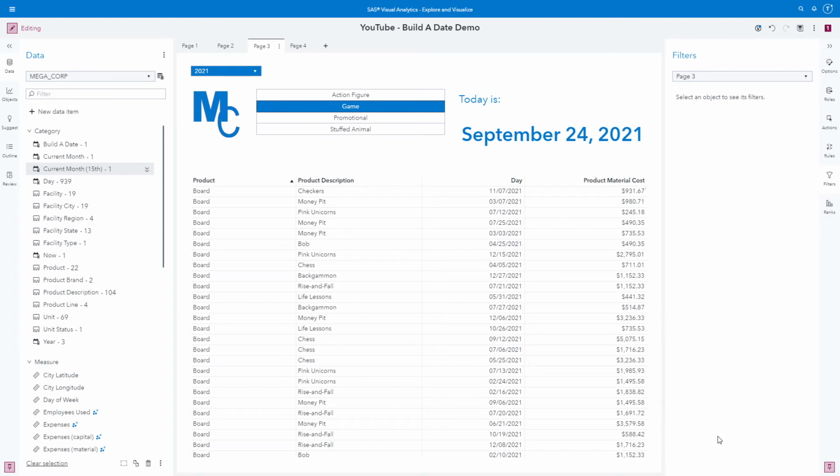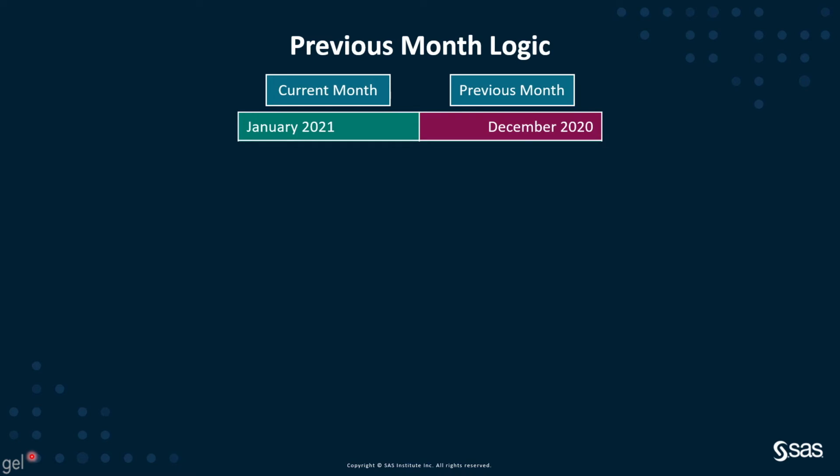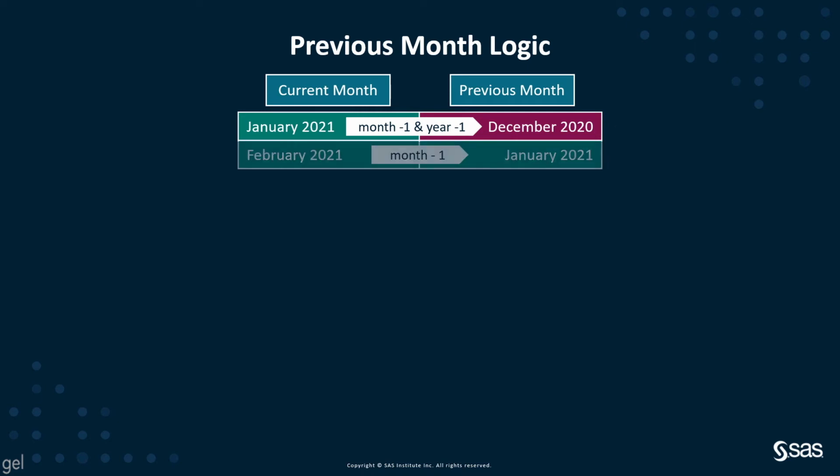So when we talk about that, let me toggle over so that we can look at the previous month logic we will need to incorporate into our expression. So let's go ahead and start at the beginning of the year. If it's January 2021, then our previous month is going to be December 2020. So the logic to get from January 2021 to December 2020 will be to subtract 1 from month and subtract 1 from year.